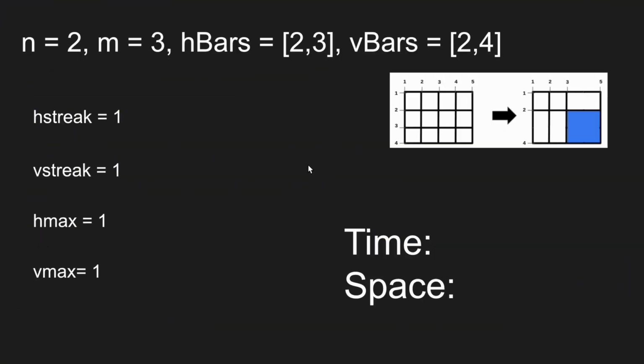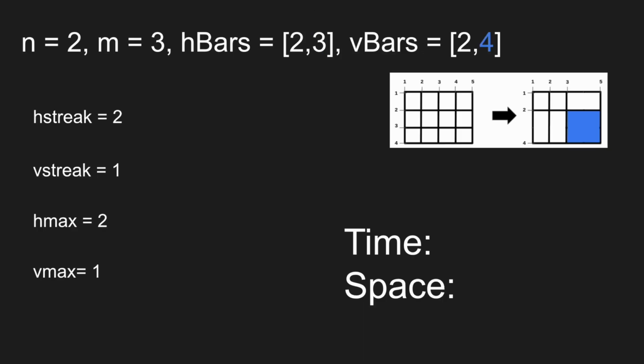Let's go over this example real quick. h streak and v streak will keep track of the horizontal and vertical streak as we are iterating through hBars and vBars, and h max and v max will be the final max when we are calculating the area. First we iterate through hBars. For this and this, the difference is 1, so we increase the streak by 1 and update h max, and we're at the end.